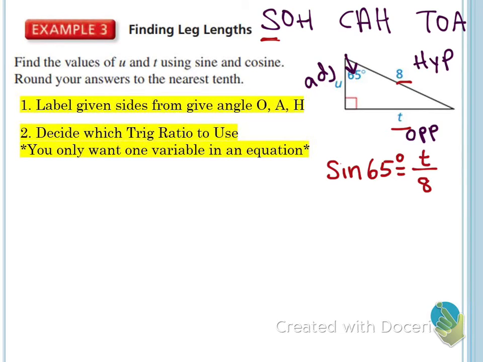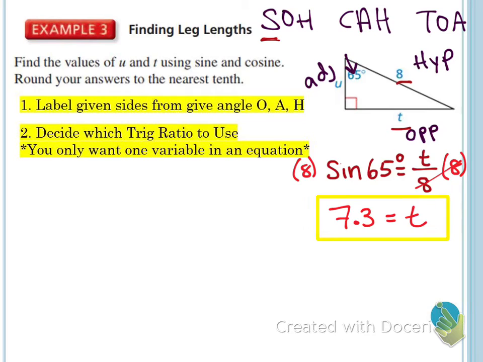Can I multiply both sides by 8? Yes. So go ahead and multiply, and then you just type it into your calculator. Make sure you type in sine and not tangent. You will get a very different answer. So 8 times sine of 65, and then enter. We're going to round to the tenth. What did we get? 7.3. Did anybody not get 7.3?